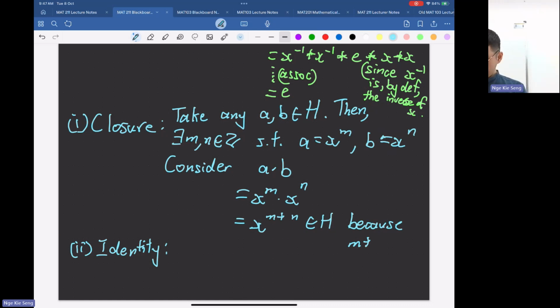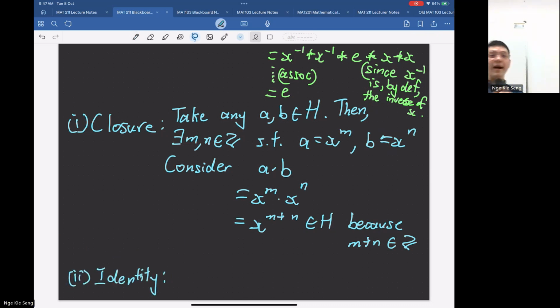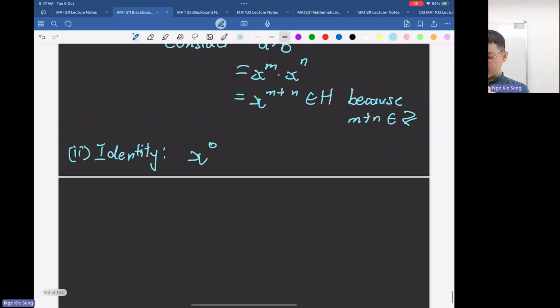Because m plus n should be in Z. Okay, closed under addition. Z is closed under addition. Now the question here: what's the identity then? Who should be the identity if you look at the power addition? It should be x to the 0. Why? You need to show.